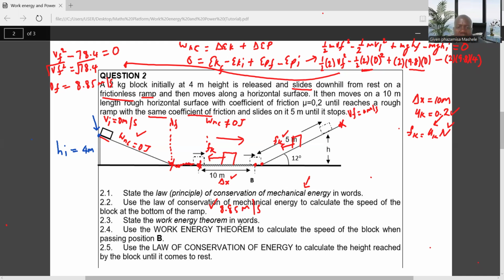All right, now the third question says state work energy theorem. I think I've explained that. We can proceed to the next one. Use work energy theorem. You see that they are being specific here. Use work energy theorem to calculate the speed of the block when passing point B here. When passing point B. We are using work energy theorem, not any other formula, but work energy theorem. So let's solve that, guys. Okay, I believe you are following.